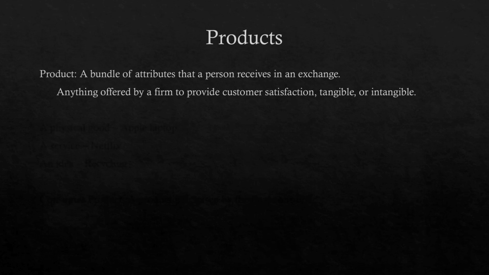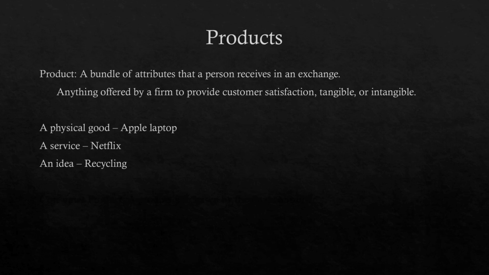A product can be a tangible good, such as your cell phone or laptop, a service, such as Netflix or a haircut, or an idea, such as recycling. Packaging, style, color, options, and size are some of the features that come with our product.